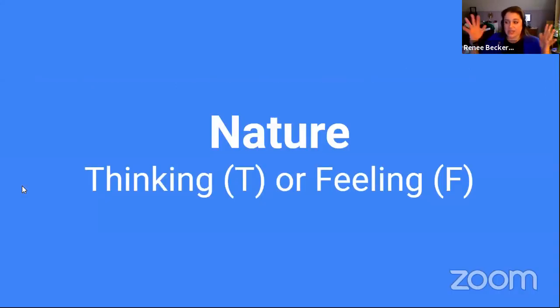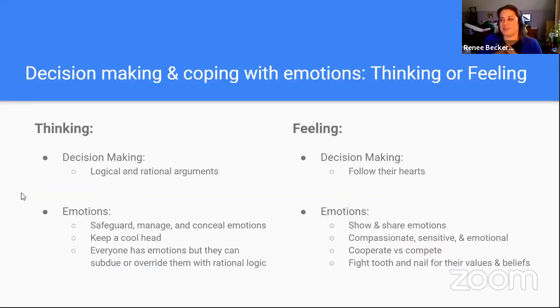So nature focuses on thinking versus feeling. Thinking in terms of decision-making and how you cope with emotions: when you're thinking-based, you make decisions around logical and rational arguments. So like brain over heart. You absolutely have emotions, but you safeguard and manage them. Your motto is to keep a cool head, and you can override the emotional response you might have to something with rational logic, which I find really impressive because I'm absolutely feeling.